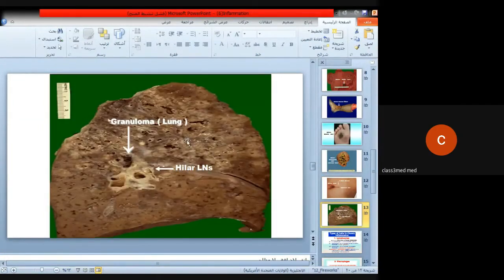This is tuberculosis with granuloma formation in the lung. This is lung tissue, and this is a hilar lymph node. This patient has tuberculosis with granuloma formation in the lung and in the hilar node.